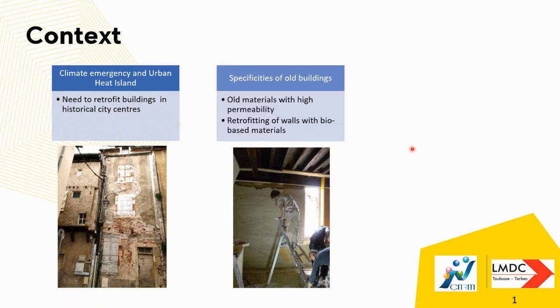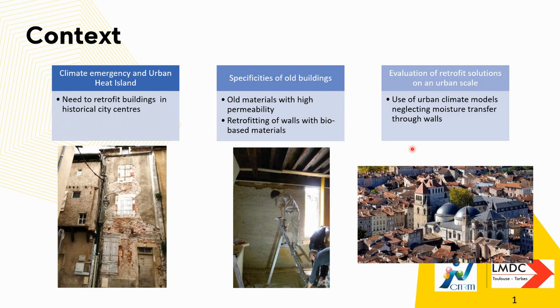To properly retrofit buildings, we have to consider the specificities, such as that old walls are made with highly permeable material. Applying unsuitable insulation can affect the moisture balance of the wall and lead to mold growth, for example. One of the solutions could be to retrofit with bio-based material, which is highly hygroscopic and preserves part of the wall permeability.